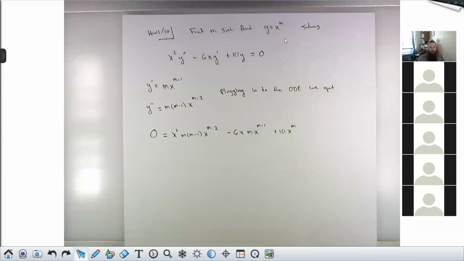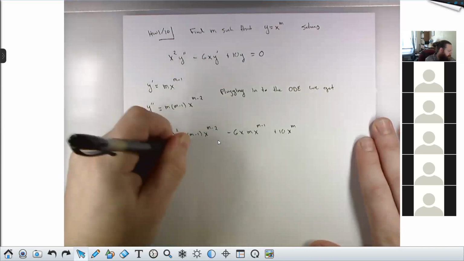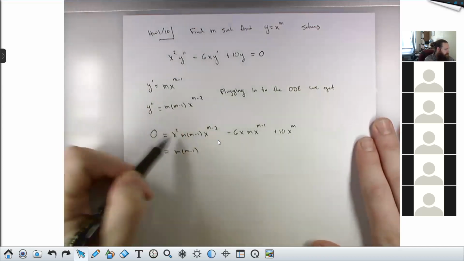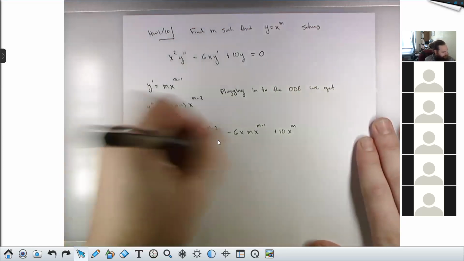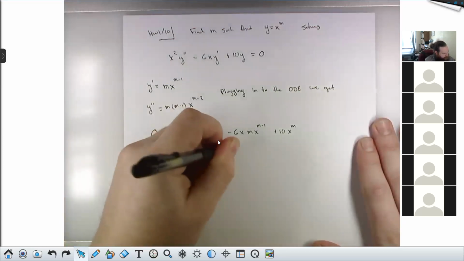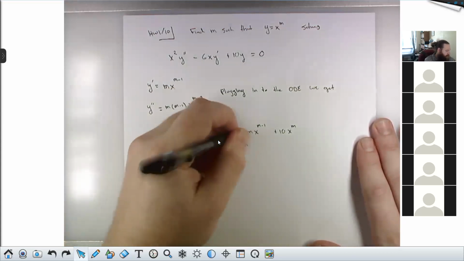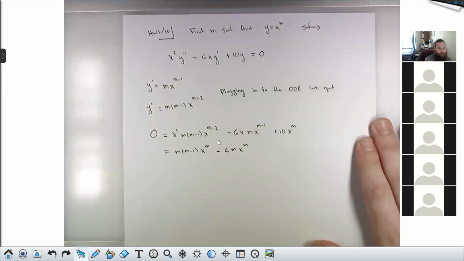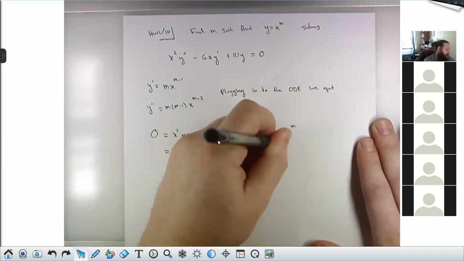And what you notice is that the powers of x from each term are exactly what you need to bump these guys back up to x to the m. So this is m times m minus 1. Now x squared times x to the m minus 2 is x to the m, minus 6m x to the m. Again, x times x to the m minus 1 is x to the m. And then plus 10 x to the m.